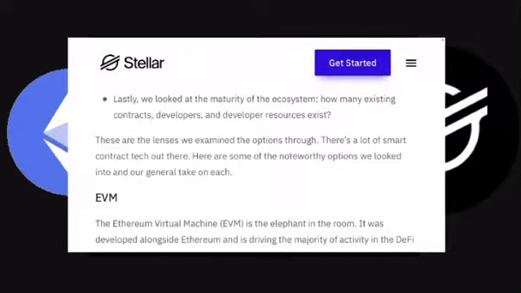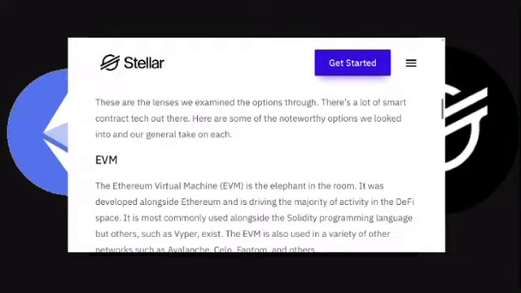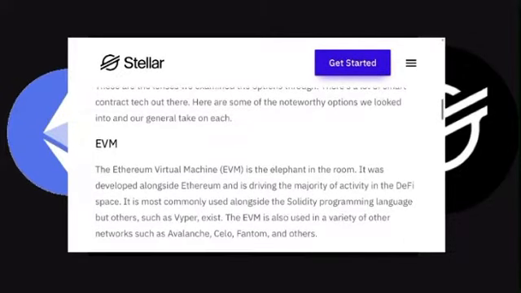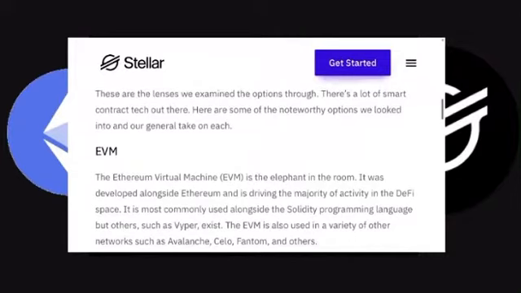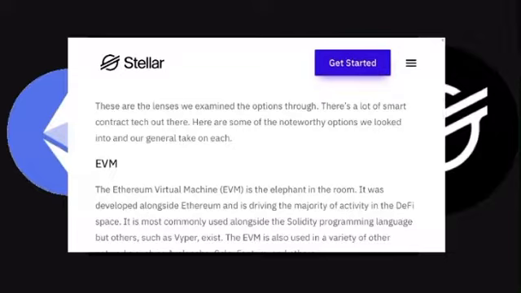There's a lot of smart contract tech out there. Here are some of the noteworthy options we looked into and our general take on each. So, obviously, the Ethereum virtual machine provides a smart contracts option. You don't even need to buy and sell using a virtual machine. It's free, it's open source to use. Like if you've ever heard of Flare, the Flare network, Flare network uses the Ethereum virtual machine, and actually they've got a bridge from XRP to Flare.